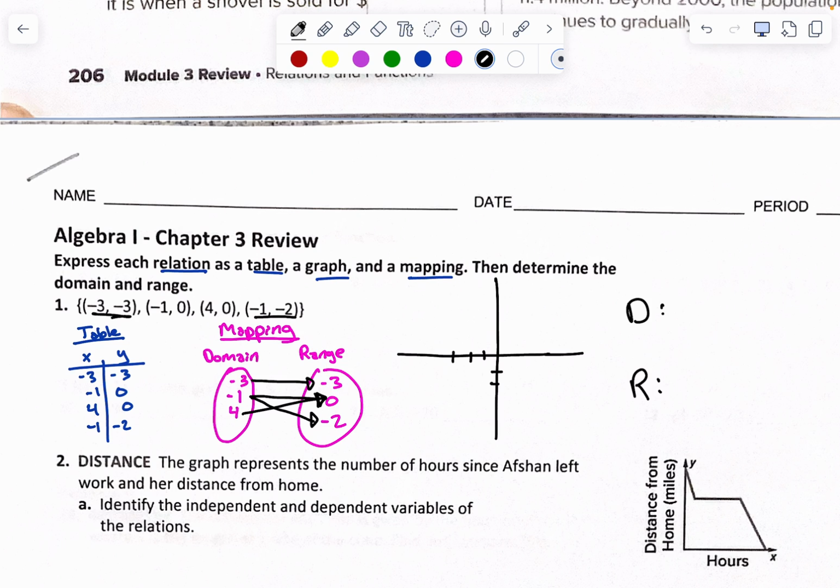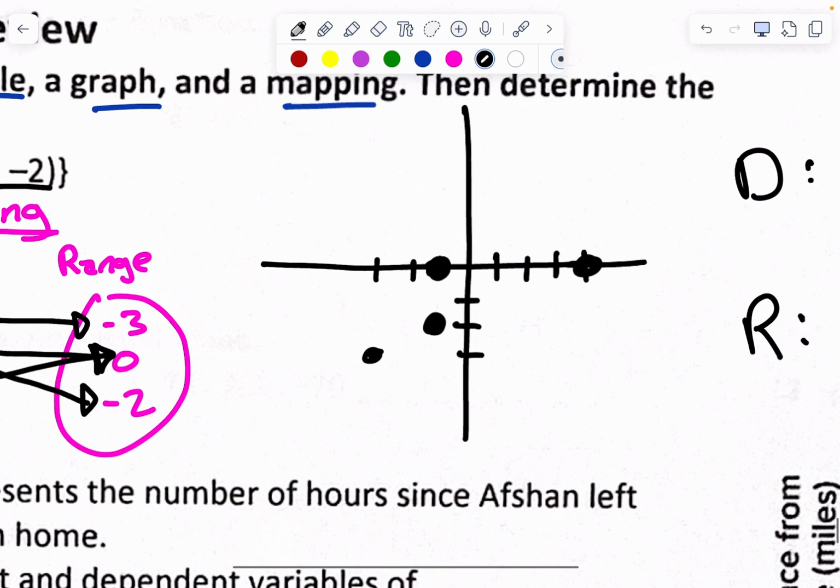Okay, (-3, -3), there's that one. (-1, 0), there's that one. (4, 0). Do you guys know what you're doing? Are we doing okay? (-1, -2), there's that one, and it looks like that. Something of that nature.